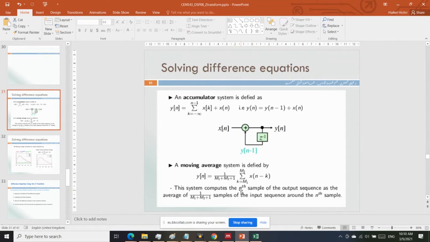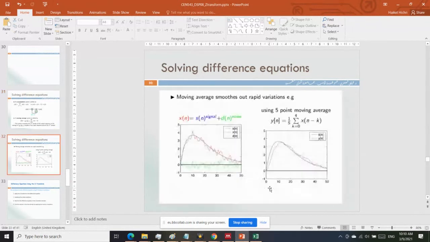So the system computes the nth sample of the output sequence as the average of the samples of the input sequence around the nth sample. So we take samples before and after and compute their average. So again, this is a difference equation. This is a moving average. Basically, it is very useful. It smooths a sequence. If we have a sequence and we take the moving average, we smooth it out.